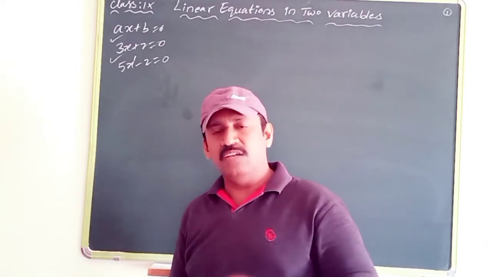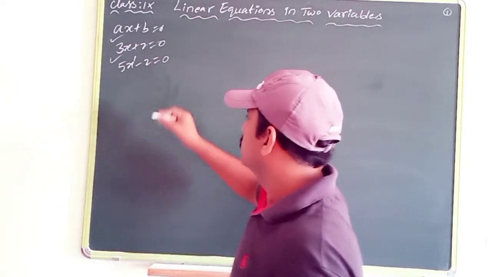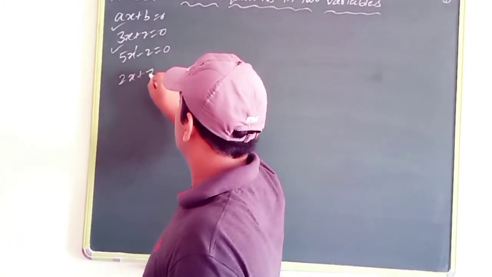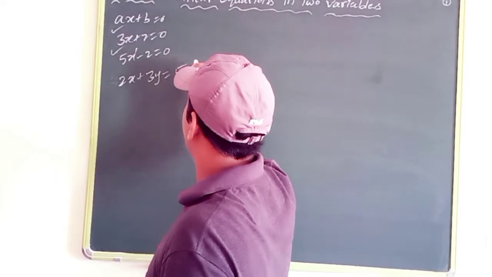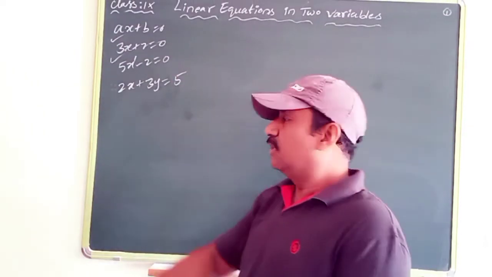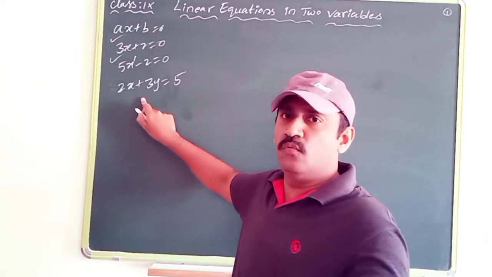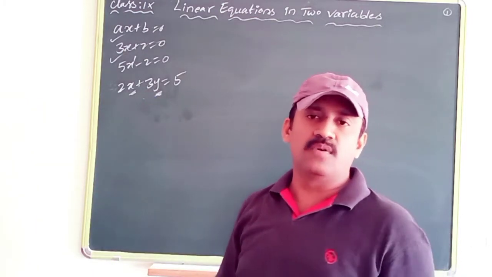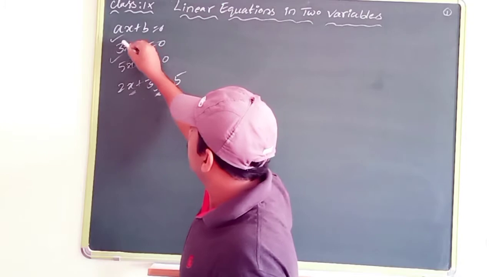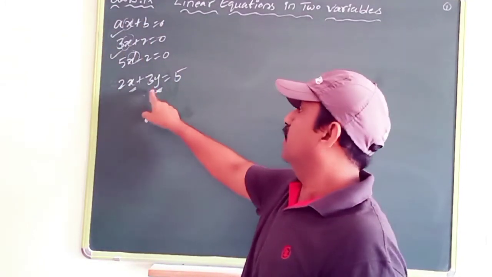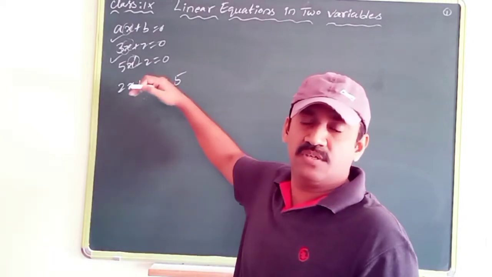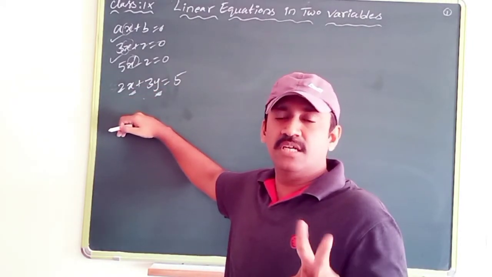Now the linear equation having two variables. For example, we can take 2x plus 3y equal to 5 as one of the equations. This is called a linear equation in two variables. What are the variables here? x and y are the two variables we have taken. Earlier we had taken only one variable, that is x, but here we have taken two variables, that is x and y. So this equation is called a linear equation in two variables.